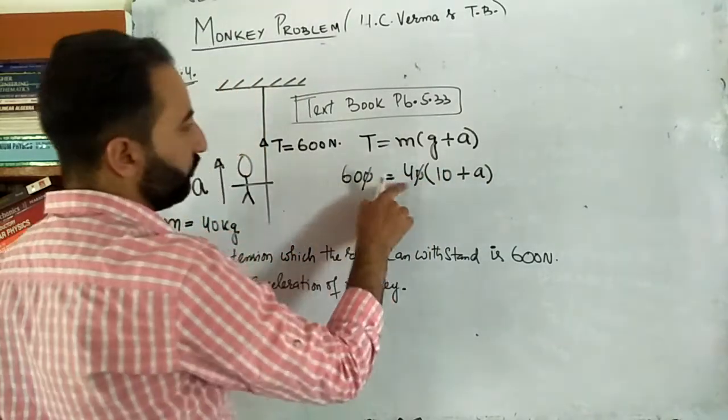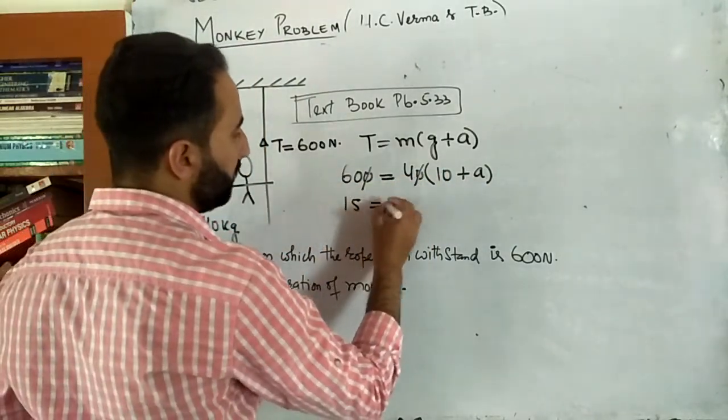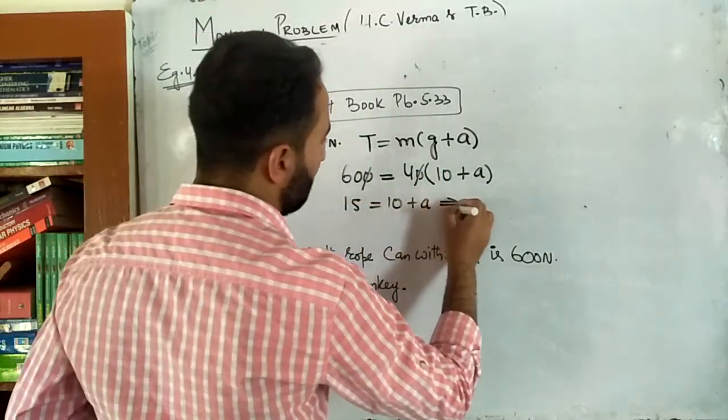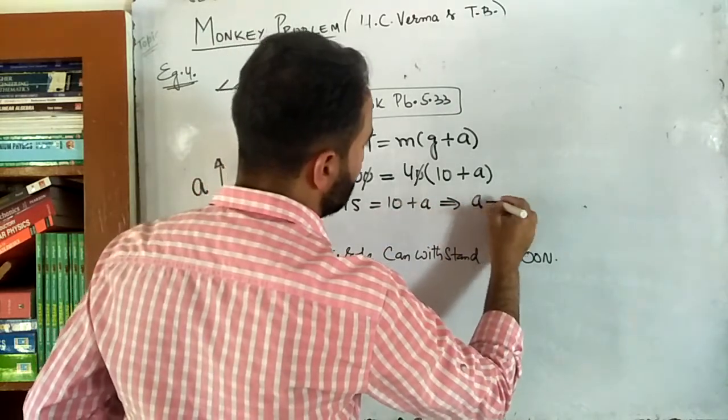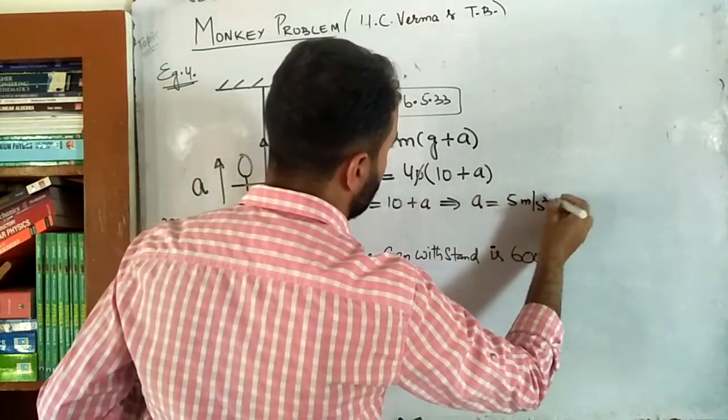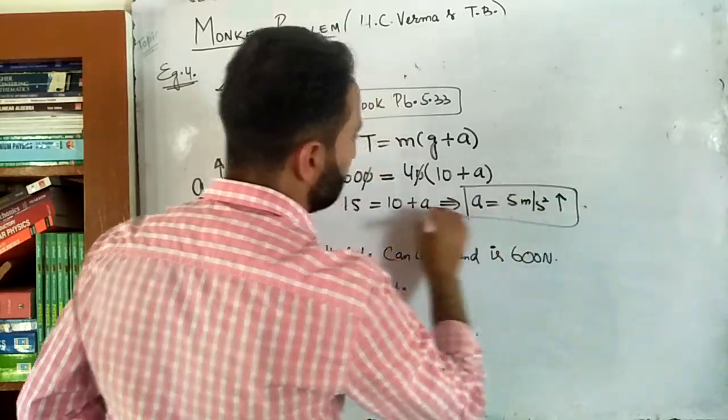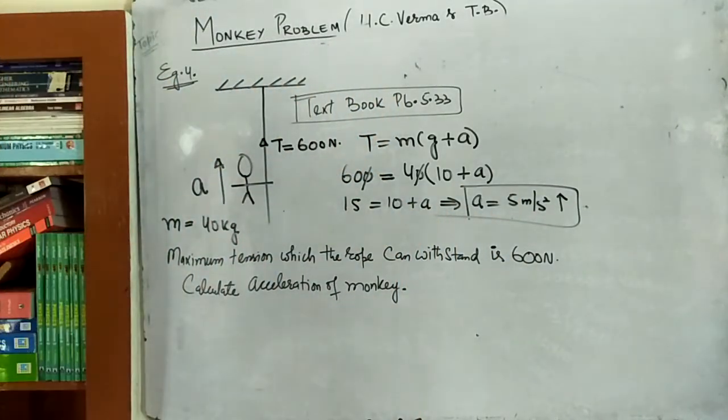This and this will cancel. So 4 1s are 4, 15. So 15 is equal to 10 plus A. This implies that A is equal to 15 minus 10, that's equal to 5 meters per second square, and that too upwards. So this is the answer. Simple. Simplest of the lot. ठीक है ना बेटा? Pause screen, write down.